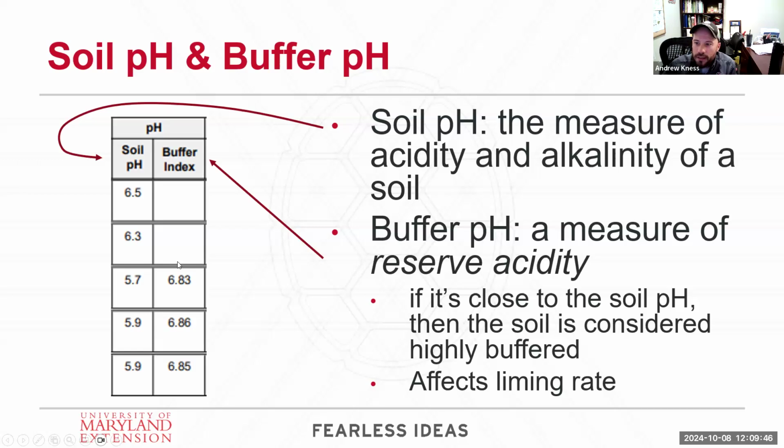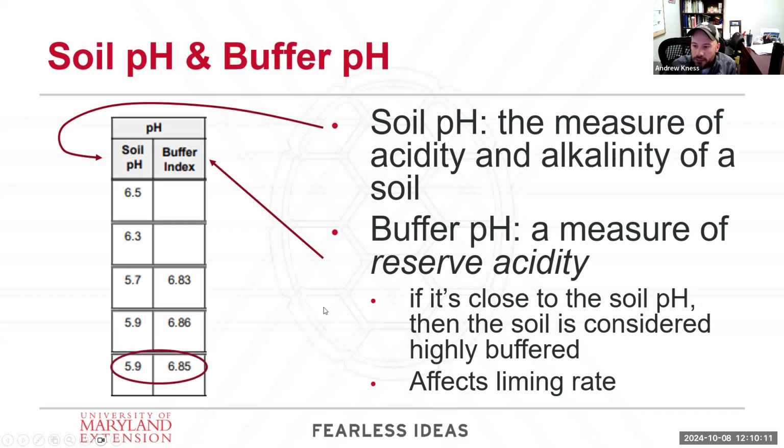You'll notice that for two of these soil samples, the buffer pH number is actually not even there. The reason is that the lab doesn't even calculate it if your soil pH is in the ideal range, which is generally between 6 and 7. They don't bother to calculate that number because no lime is required anyway.